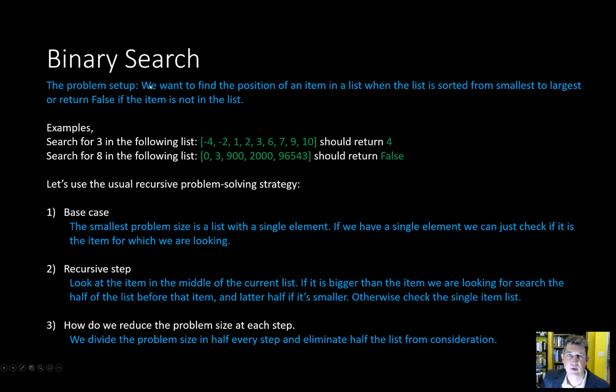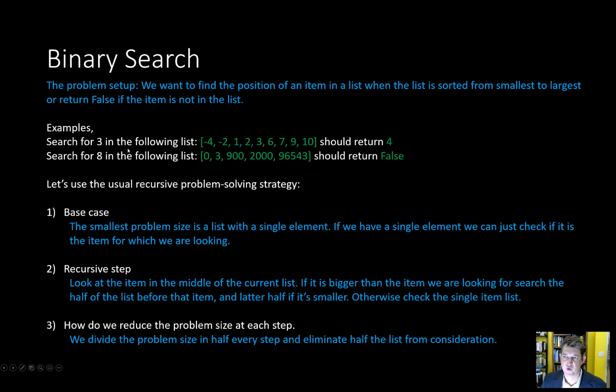We're going to follow the same procedure that we did with palindrome and with integer multiply. So let's set up the problem first of all. We want to find the position of an item in a list when the list is sorted from smallest to largest, or return false if the item is not in the list. So this is like searching for a page number in a book where maybe some of the pages have been torn out. And I'm asking you either to tell me that the page is missing or where in the book the page is.